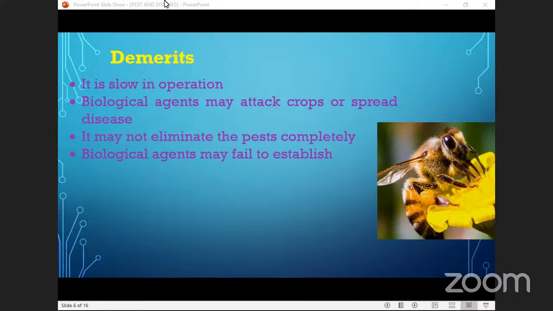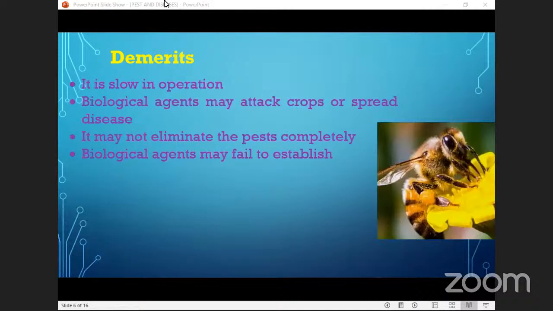So this method also has its own disadvantages. It is very slow in operation. It does not have ability to reduce the pest population in the shortest time possible. Biological agents may attack crops. Okay, you are back on board. Biological agents may attack crops or spread disease.